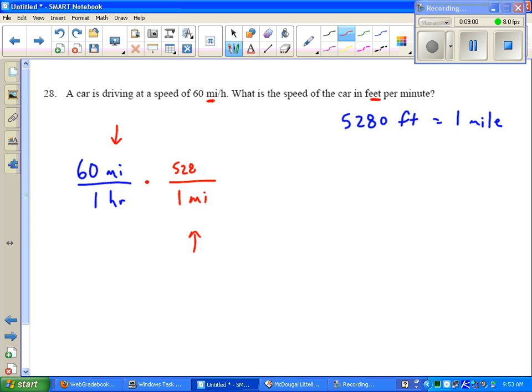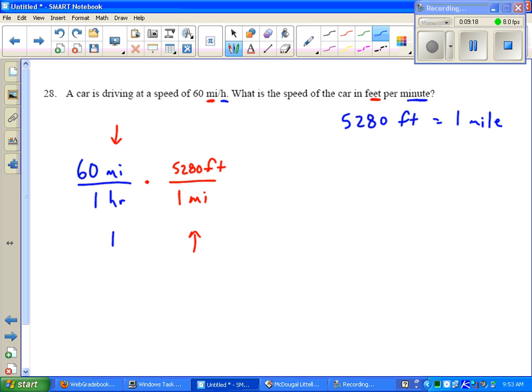5,280 feet are equivalent to 1 mile. So that's what you want at the top of the fraction. That'll get us from miles to feet. The other one we want to do is get from hours to minutes. From hours to minutes. Okay?